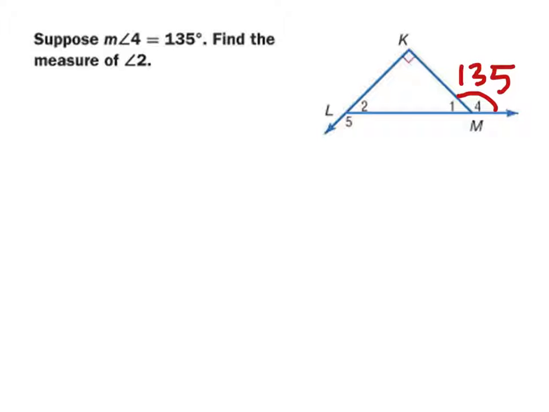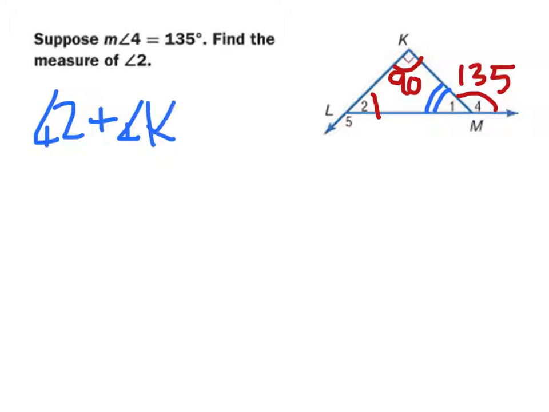Now, it doesn't tell us angle 2, but it does tell us angle K is 90 degrees. Right. Now, from this, we can see angle 1 is supplementary with angle 4. So angle 2 and angle K are equal when added together to angle 4. So angle 2 plus angle K will equal angle 4 from the remote interior stuff.